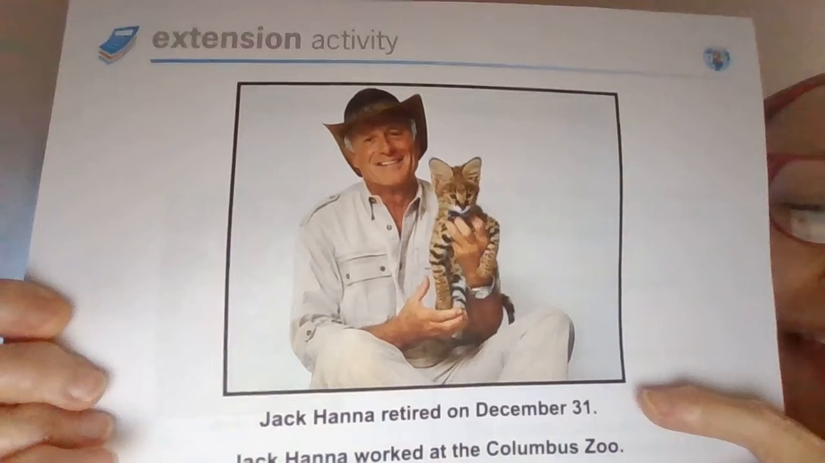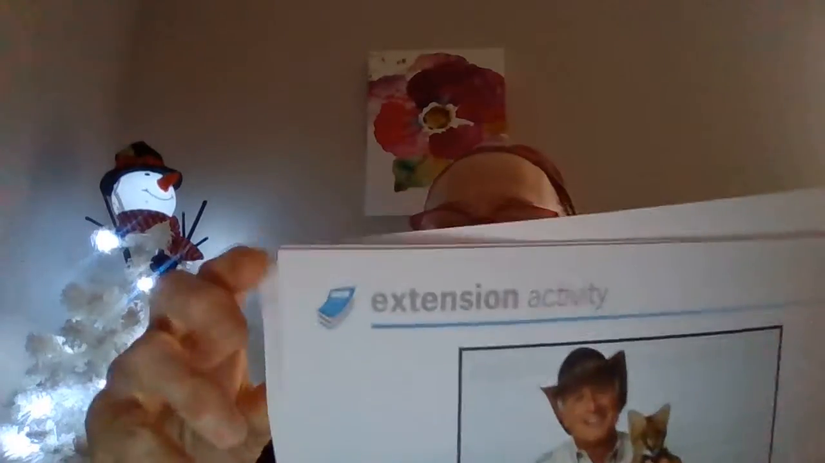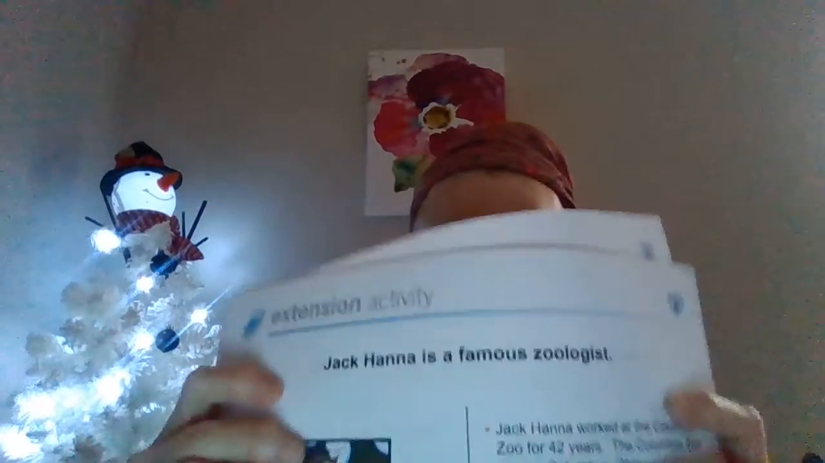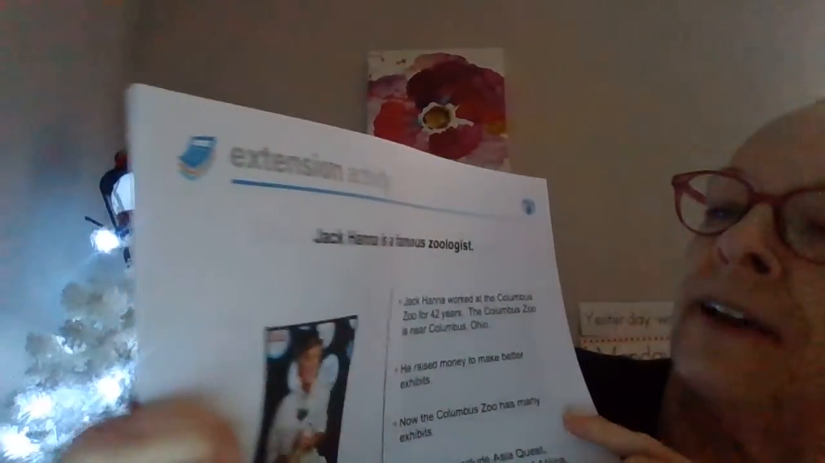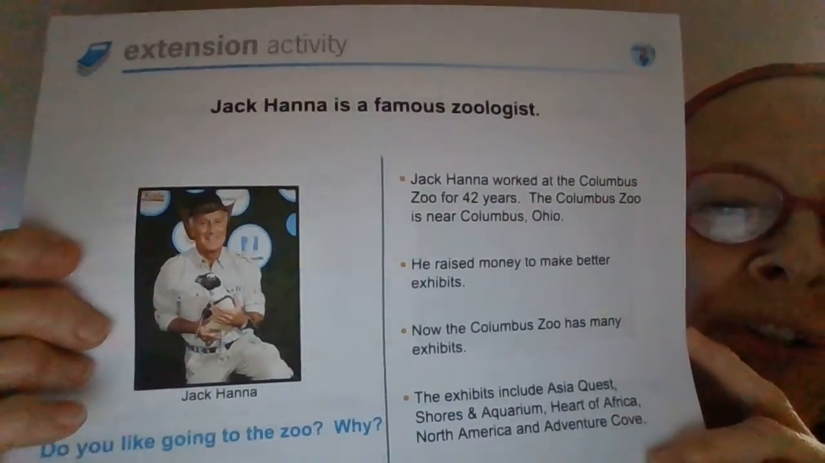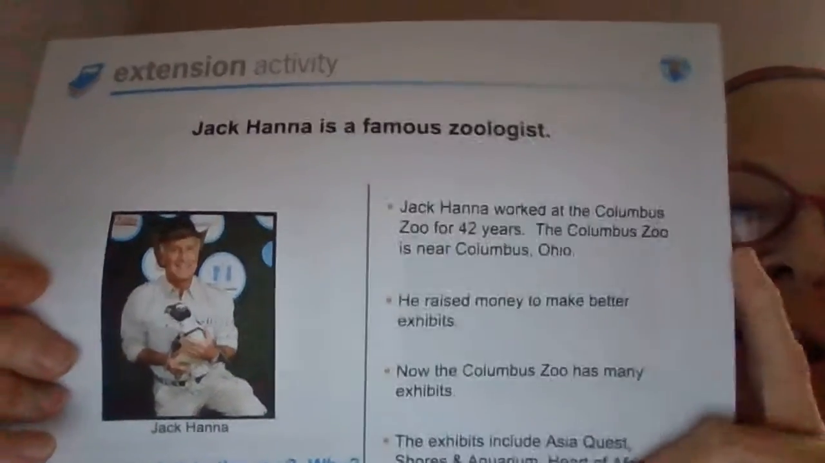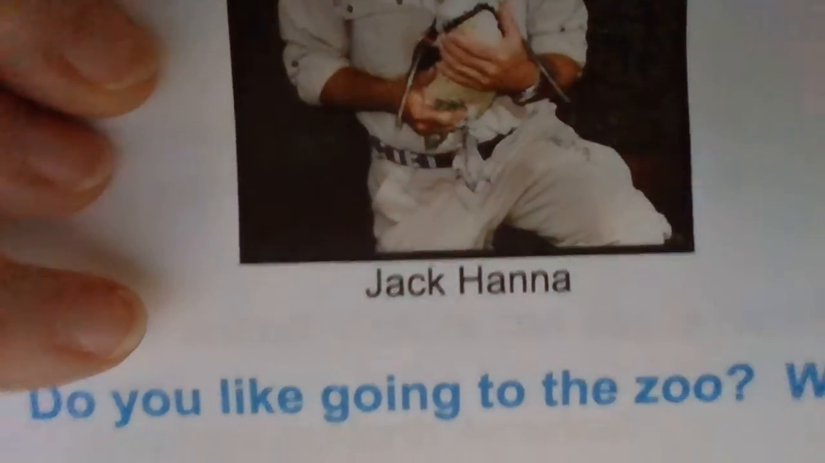Looks like a regular cat. That's just a really tiny kitten for like a tiger. Jack Hanna is a famous zoologist. And remember we read about zoologists. They were scientists who studied animals. He worked at the Columbus Zoo for 42 years. Wow. Oh, look, he's holding a penguin. Can you see it?